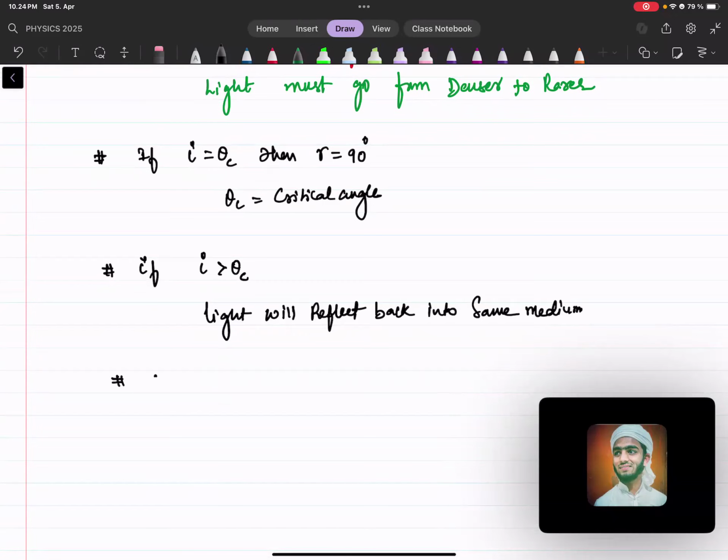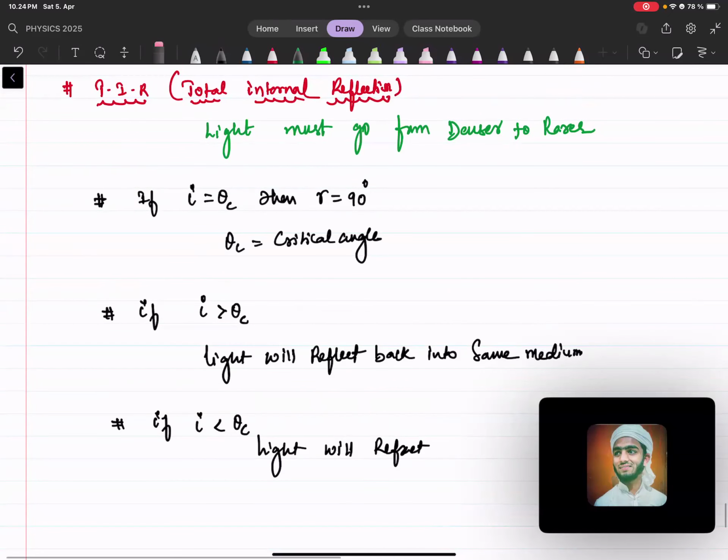In the same condition, if I say that the angle of incidence is lesser than the critical angle, then what happens? Light will refract, and the laws of refraction will again be applicable. Clear? What is the condition? If i is equal to theta c, then the angle of refraction is 90 degrees. If i is greater than the critical angle, then what happens? Light will reflect back into the same medium.